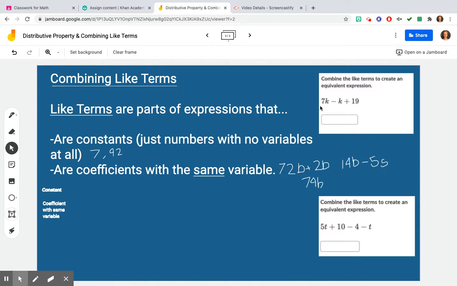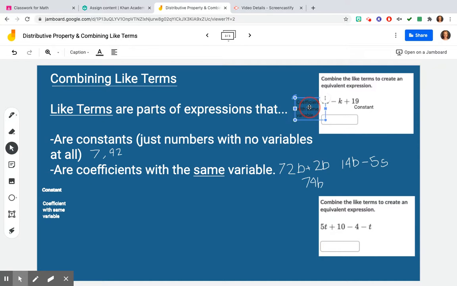I see 7k. So all of the terms in this expression, we have 7k, we have k, and I know that's 1k, but we don't write the 1 when there's only 1 because I can clearly see there's only 1. If there were more than 1, it would say how many there were next to it. And then we have 19. 19 is a number with no variable at all, so that is a coefficient, a constant, 19 is a constant.